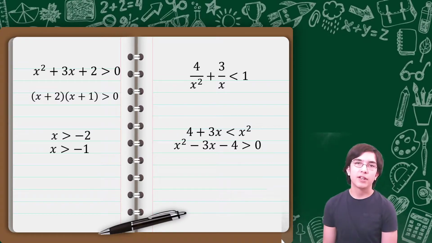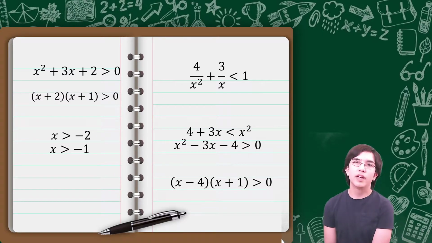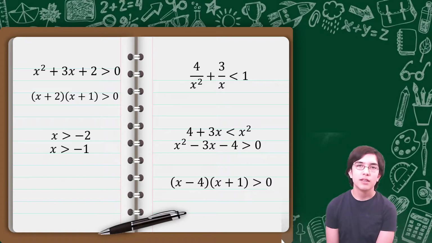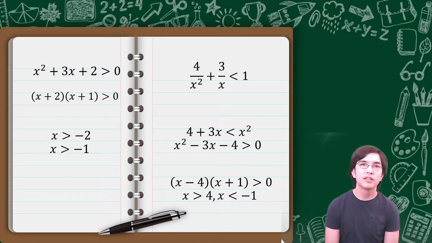And then we'd have to factorize it to find the answer. So x minus 4, x plus 1 is greater than 0. But when we get the answers from this, the solutions will be two different inequalities. We would have x is greater than 4, and x is less than negative 1.